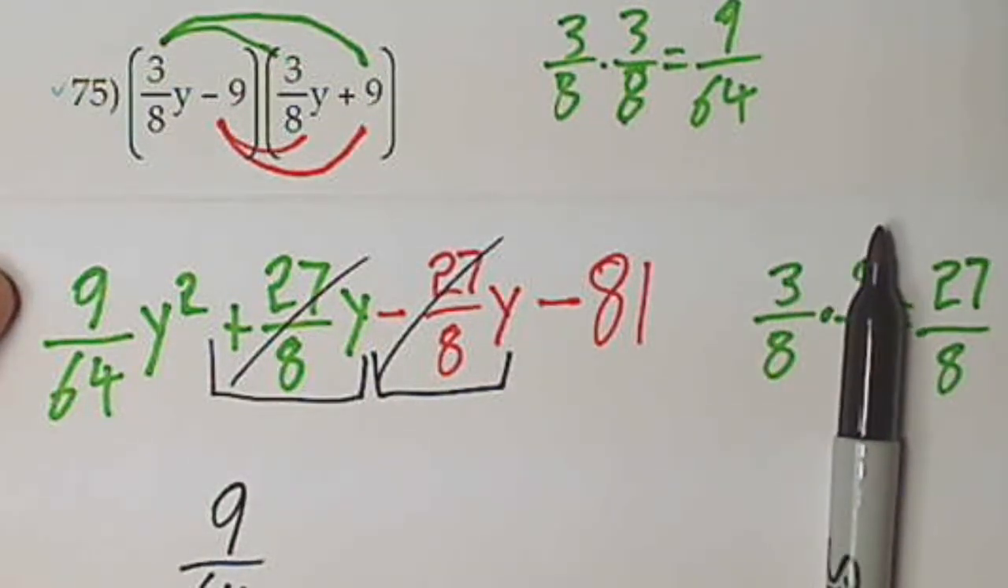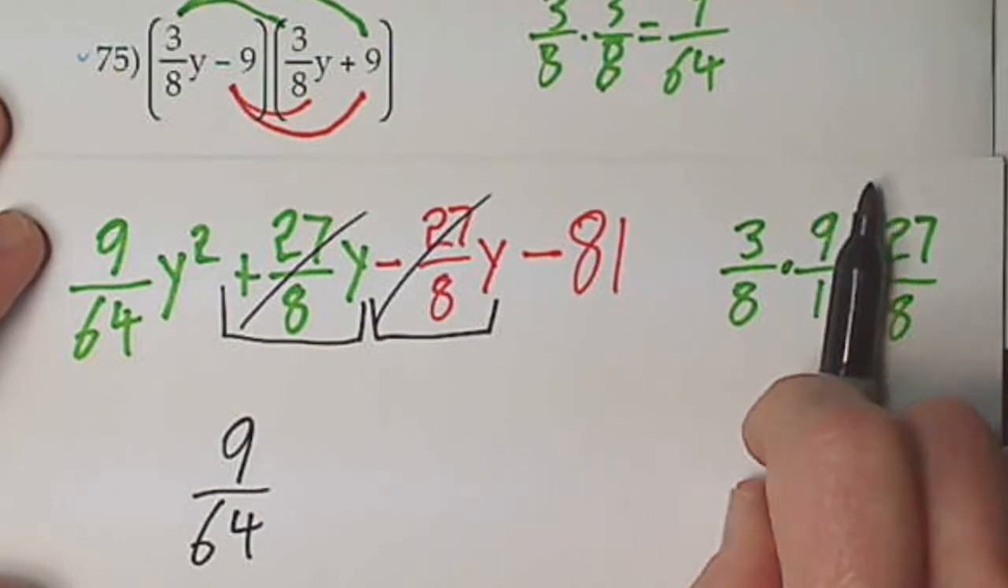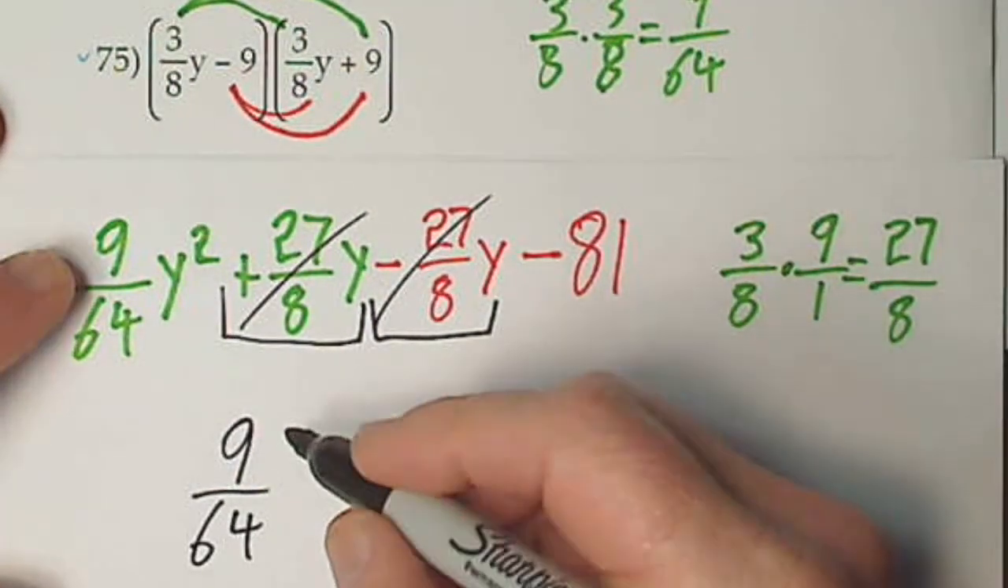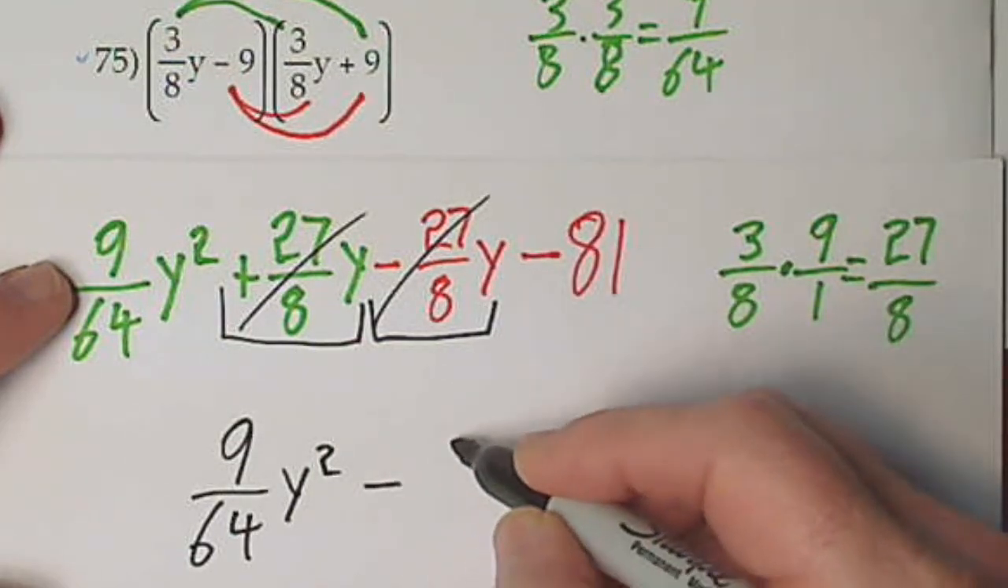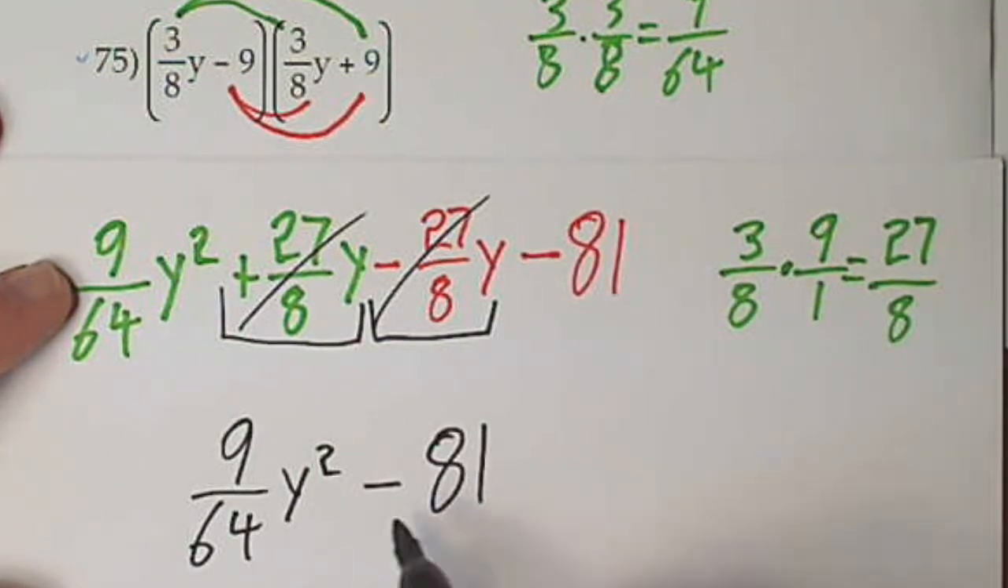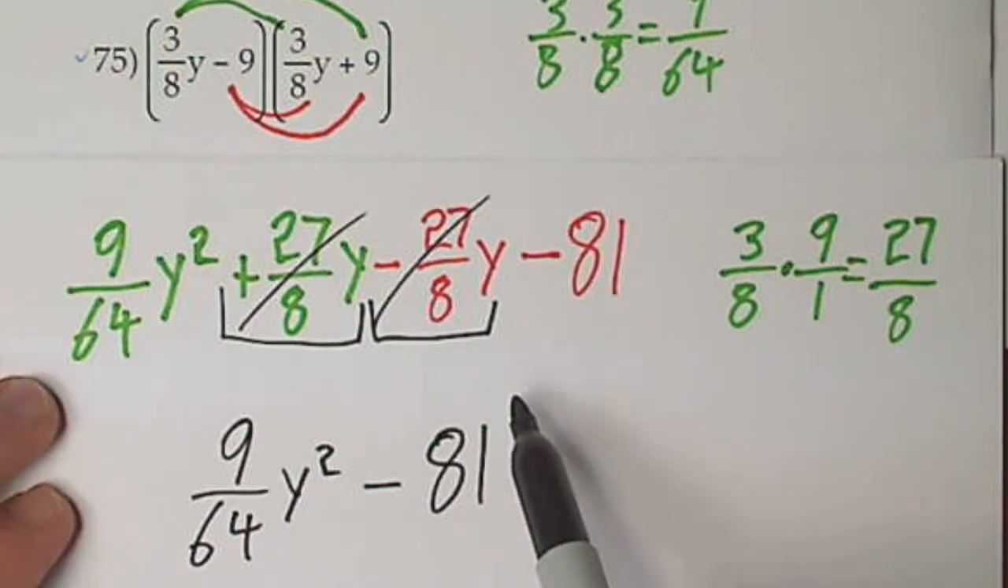Better zoom out a little. That should help. 9/64 y squared, and a negative 81, or 9/64 y squared minus 81. You can say it either way.